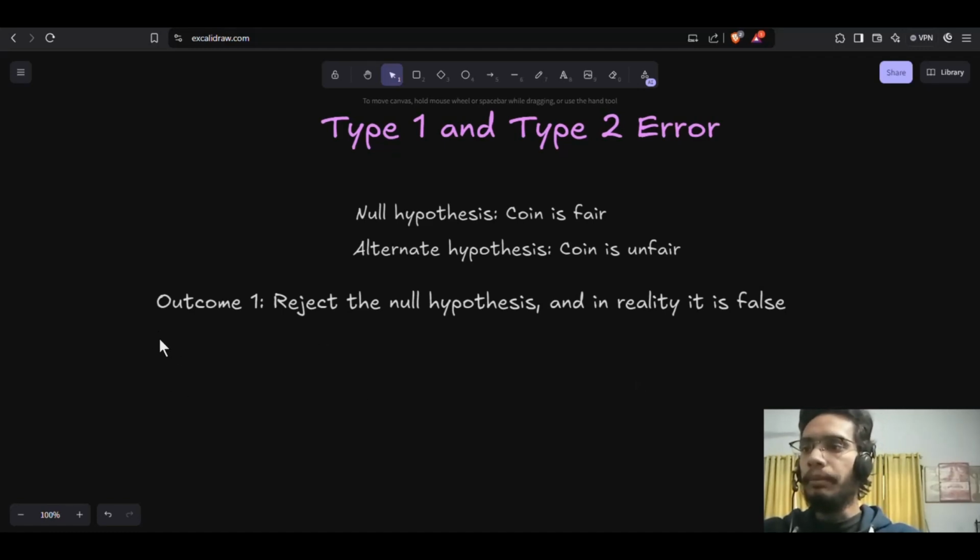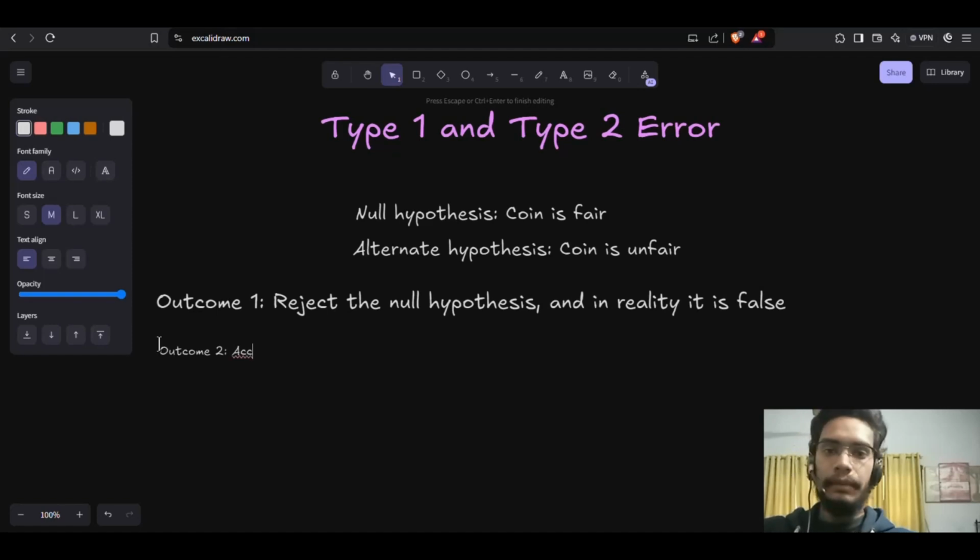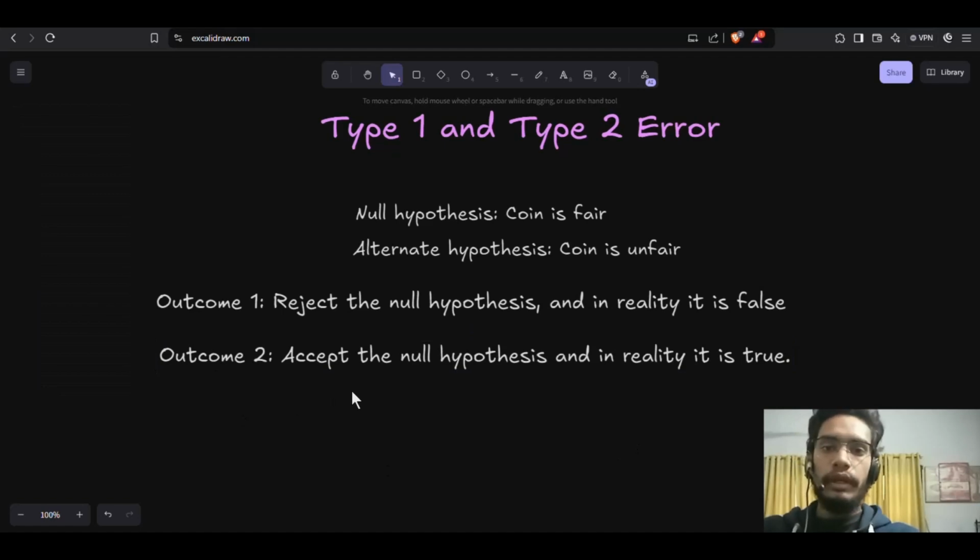What would be our outcome number 2? We accept the null hypothesis and in reality it is true. So outcome 2 can be that in reality our null hypothesis, which is that the coin is fair, is true. And we also predicted through our hypothesis testing that we accept that the null hypothesis is true. So in reality it is also true, then it is quite good, right?